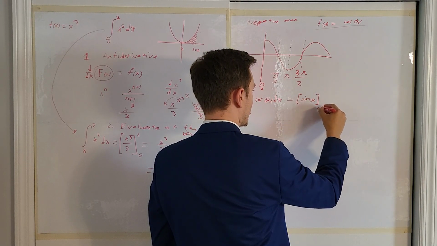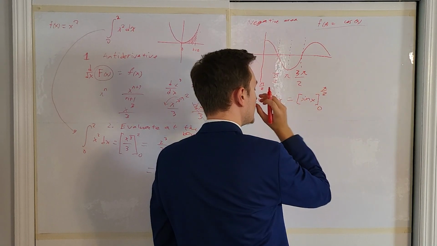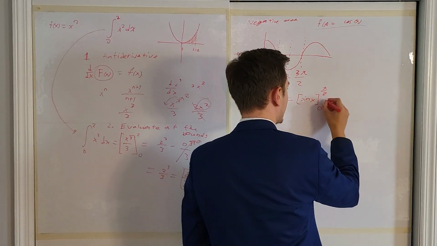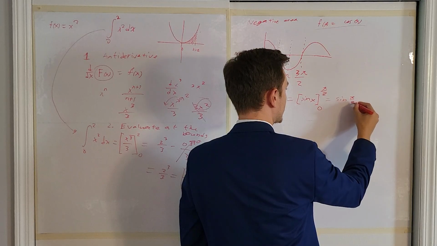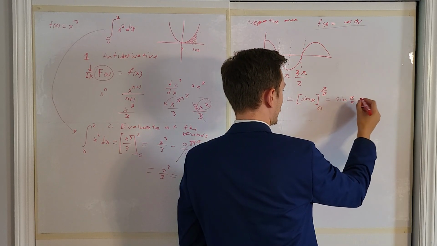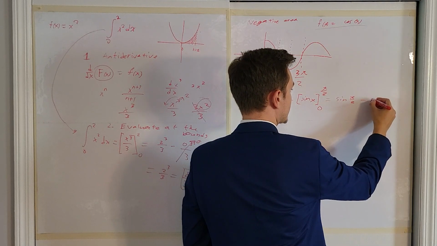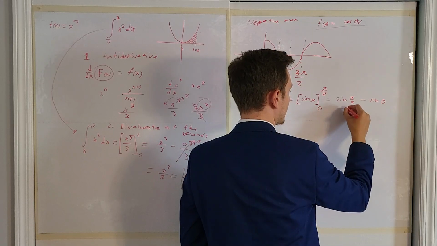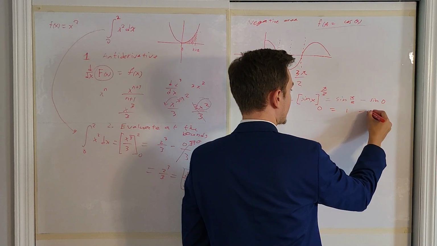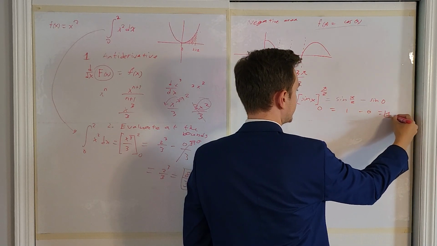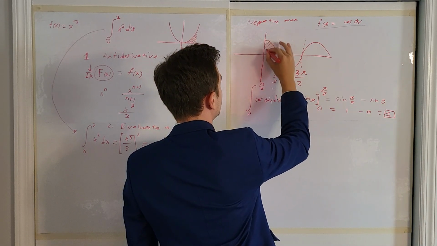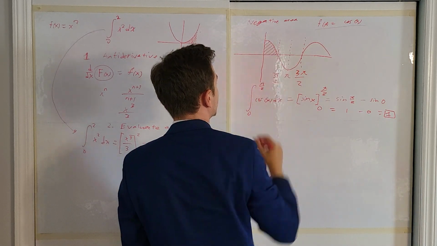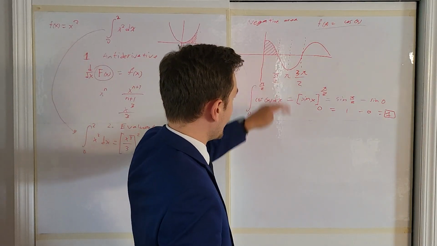And I'm going to put my lower bound here, my upper bound here, and I'm going to evaluate it at upper bound minus lower bound. So sine of pi over 2, we know that is 1, minus sine of 0, we know that is 0, so this becomes 1 minus 0, which is 1. So this area right here, bounded underneath my curve, is area 1, okay?